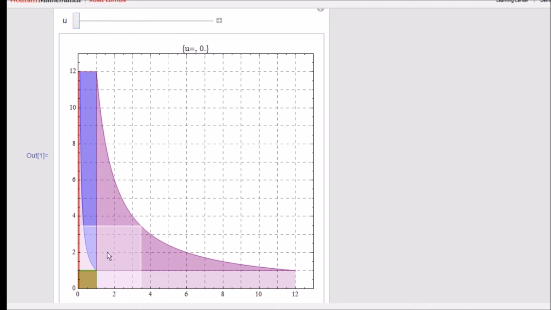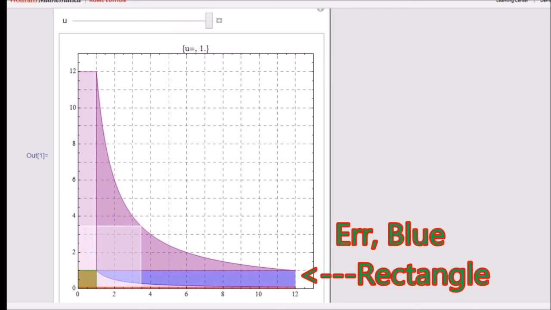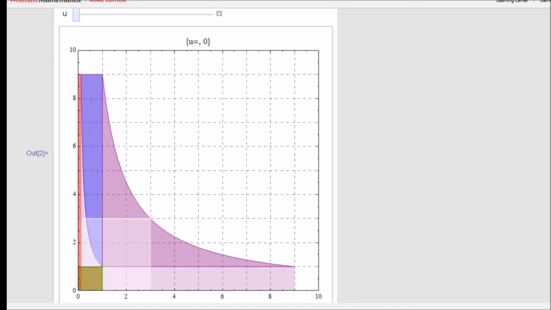And as we've seen, regardless of what value of u we use, the area of the curve within the blue triangle, including the red strips, is always going to be equal to 1 plus log n. Here's an example for n equals 9. You can see it a little better.